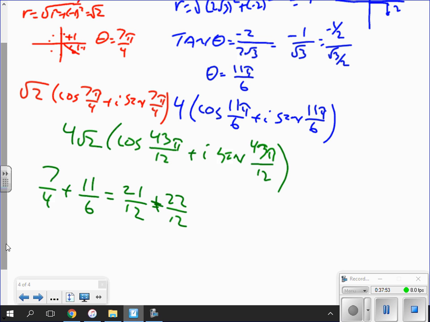Now, what is the last part of the question? It's not shown here, but it is in your notes. What is the last statement it says right up there? Leave the answer in polar form. You're welcome.